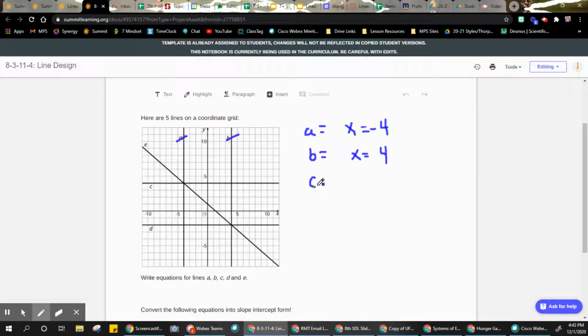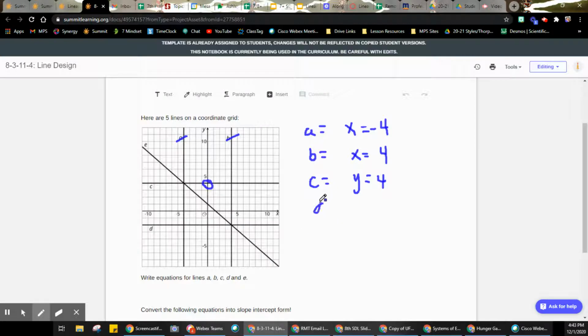Let's go to C. Now C is a straight across line. So we notice that B had an undefined slope because it's straight up and down. But this one's straight across. We call this a zero slope. But it does have a y-intercept, which is right there. And the equation of our line is just going to be our y-intercept. So we're going to have y equals, and that's 4.